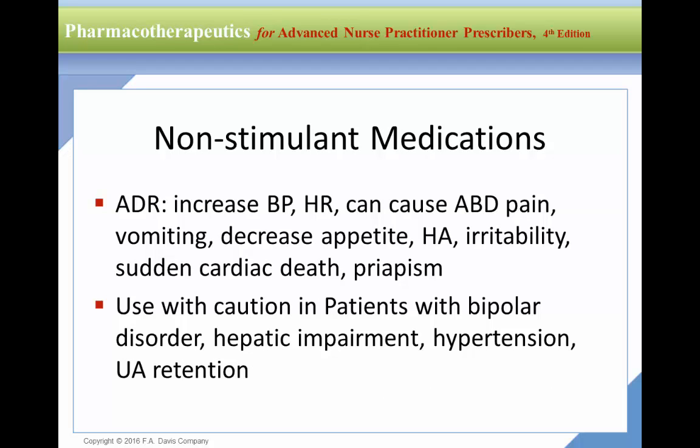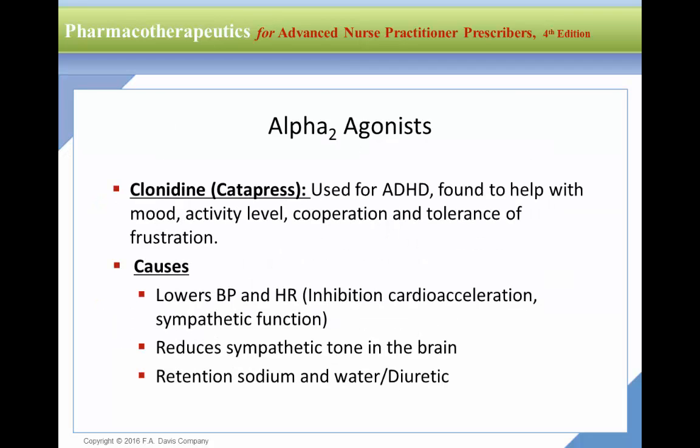So you have to monitor for hypertension, tachycardia, abdominal pain, headache, and even EKG, because it could lead to tachyarrhythmias and sudden cardiac death. You must monitor liver function tests. It has a very high first-pass effect. And monitor blood pressure and vital signs.